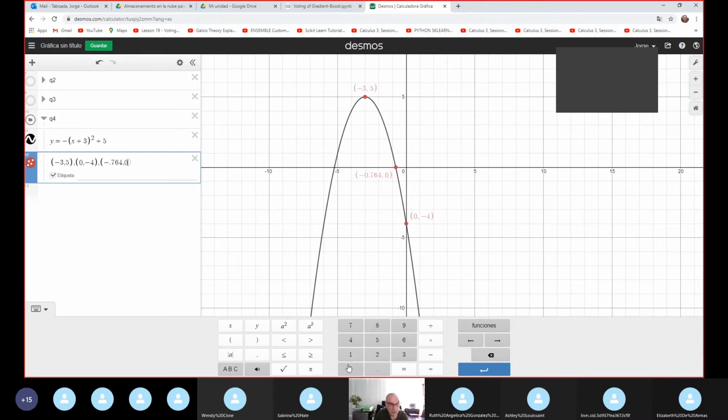Okay, good, very good. And one more, the last one, parentheses negative 5.236, 0. Bang, perfect. One more information we need. Well, we need the axial symmetry, which is the line x equal h, which in our problem h is -3.